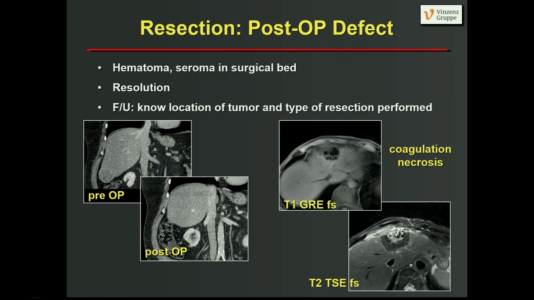What you may see as a postoperative sequela are hematomas or seromas in the surgical bed, which is quite common and actually not really a complication unless they reach a certain size. And then eventually over weeks, a month, they may resolve. So for us, it's really very important for the follow-up and for a good interpretation to know the location of the tumor and to know the type of resection which had been performed in these patients.